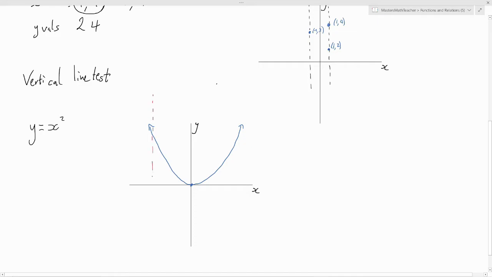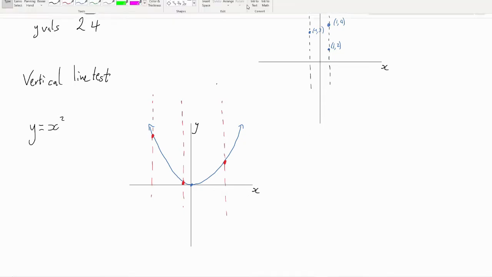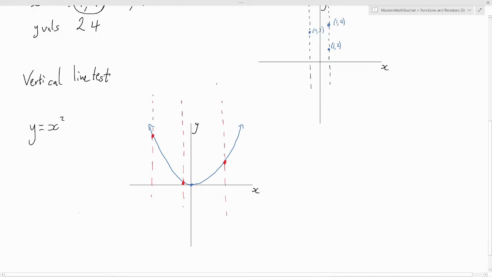Draw a vertical line here. We hit it exactly once. Draw a vertical line here. Again, we hit it exactly once. If you draw a vertical line anywhere on this graph, it is going to hit exactly once. So this function, y equals x squared, is a function. It's not just a relation, it's a function.